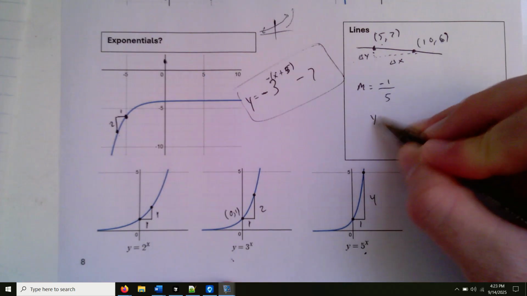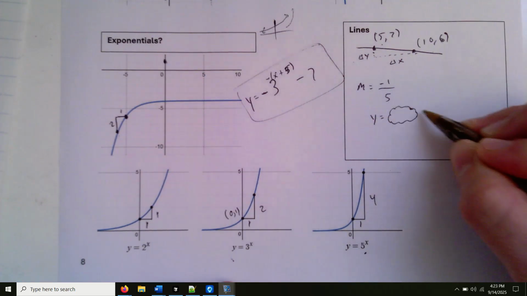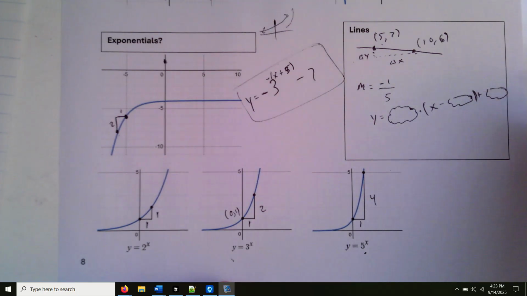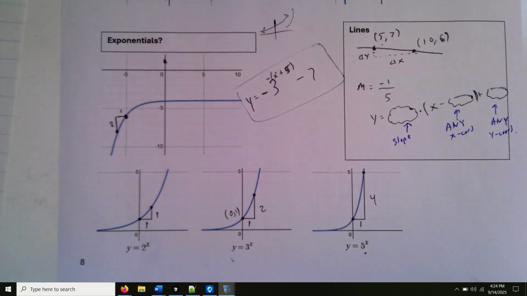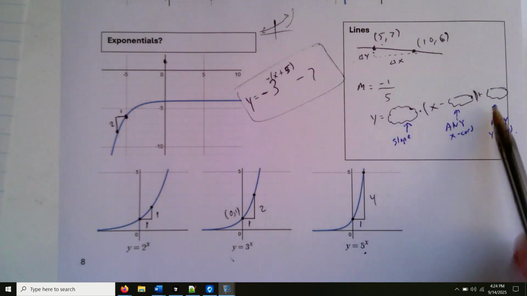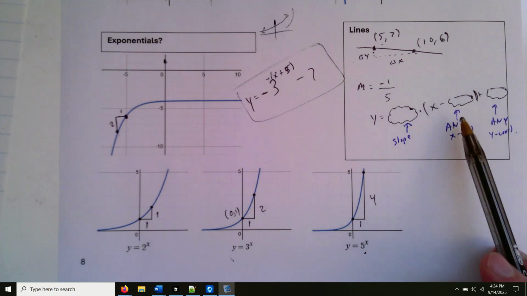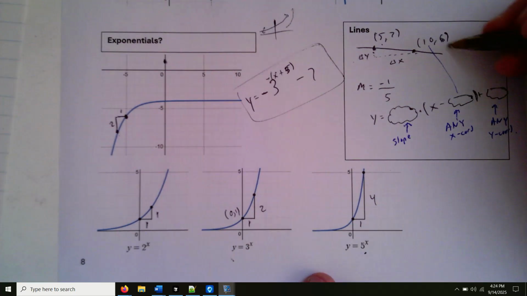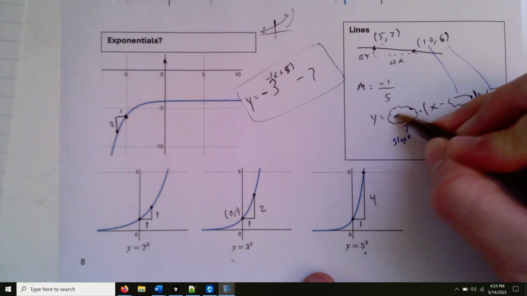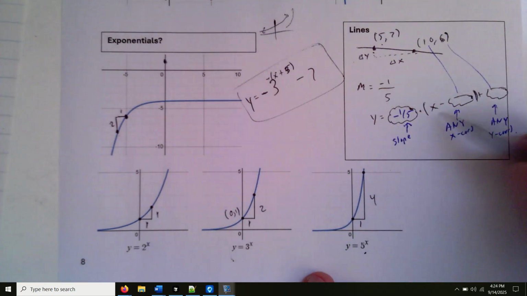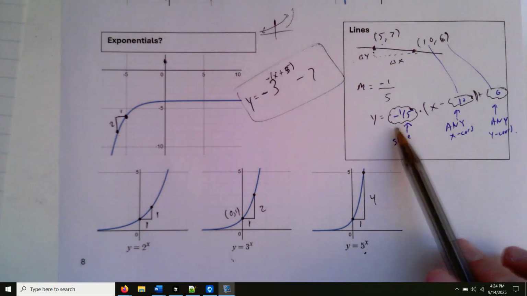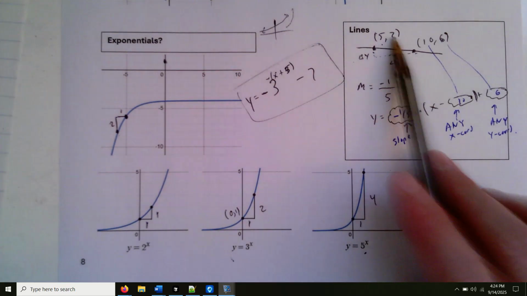So the point slope form of the line is y. And then here you've got, let's fill in the bubbles, and then I'll tell you what the bubbles represent. Okay, so you have the slope. And then inside parentheses, you have x minus any x coordinate that's on the line. And then you have plus on the outside any y coordinate that's on the line. So here I could just use 10 as my x coordinate, 6 as my y coordinate, slope of negative 1/5. And so that gives me y equals negative 1/5 times x minus 10 plus 6. It would also work to say y equals negative 1/5 times x minus 5 plus 7.